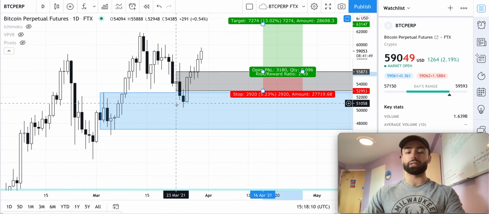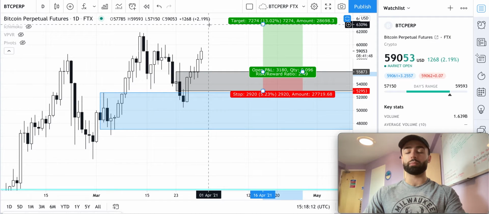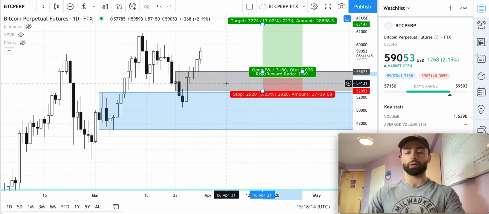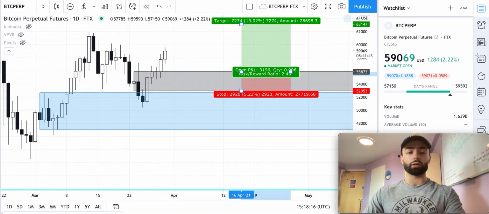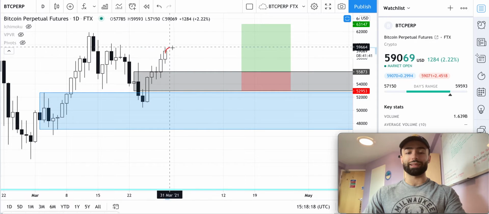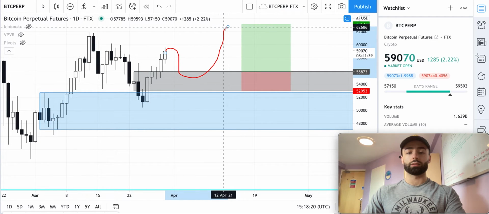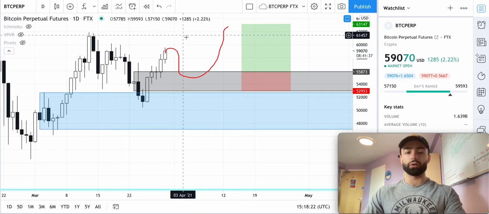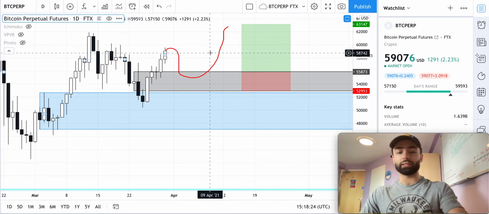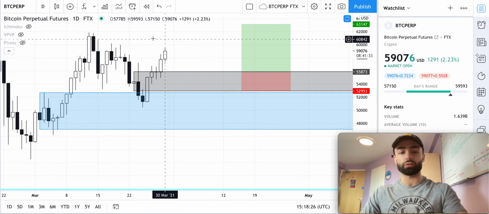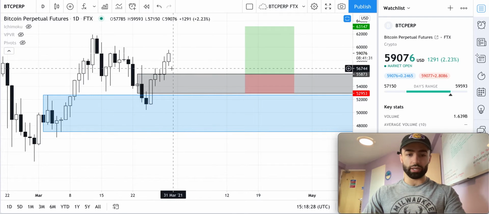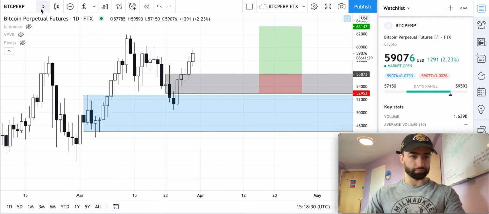So as long as this price doesn't run away from us here and go all the way up to this target before it comes down to this gray level, I will look to long this level, and it will look something like this if it plays out the way we want it to. It will take some time, but that is a trade that I am most certainly going to take if we end up getting a daily close above this level.